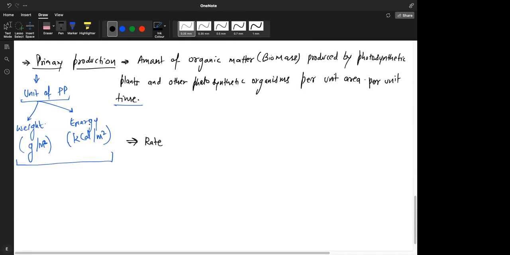So now if we have figured out production, now we want to see the production per unit area per unit time also. So it is called rate of biomass production. Is it clear, people? Yes, sir. And this is separately defined as productivity.